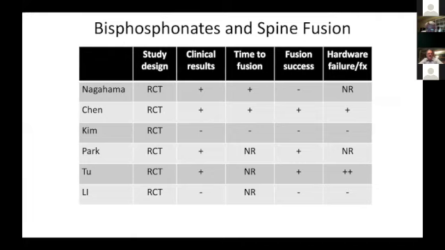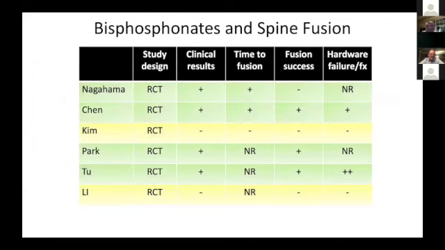In spine fusions, there are 6 randomized controlled trials where they look at clinical results, time to fusion, fusion success, and hardware failure. And these all had varying outcomes and different results, but 4 of the 6 had at least a positive result in bisphosphonates with one of those domains. 2 studies had no difference from placebo. And these are relatively small studies, so a lot of them were significantly underpowered, but still showing positive results.